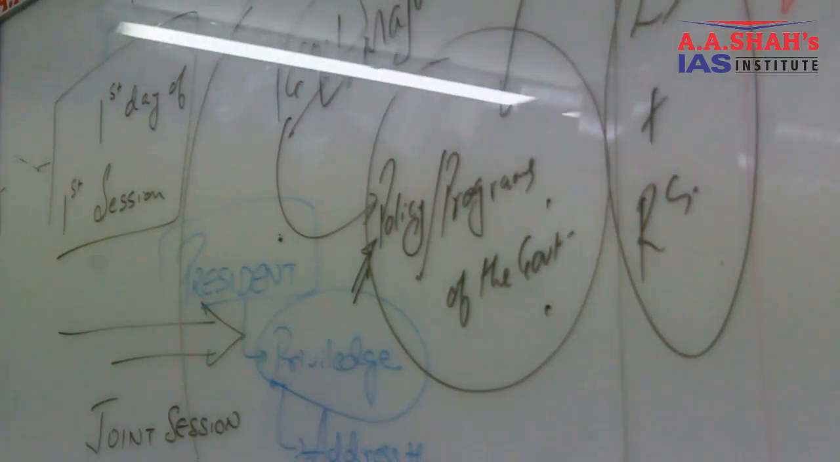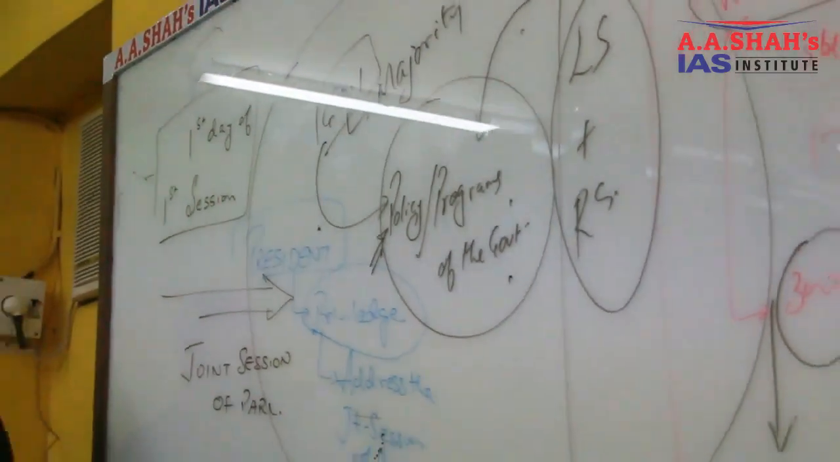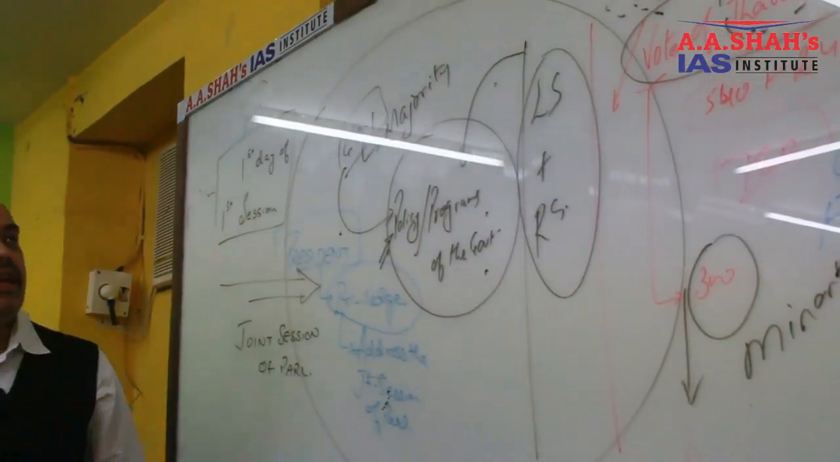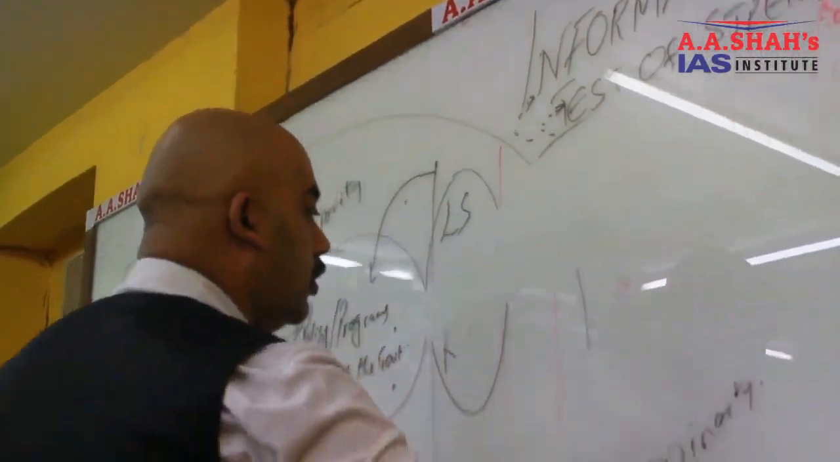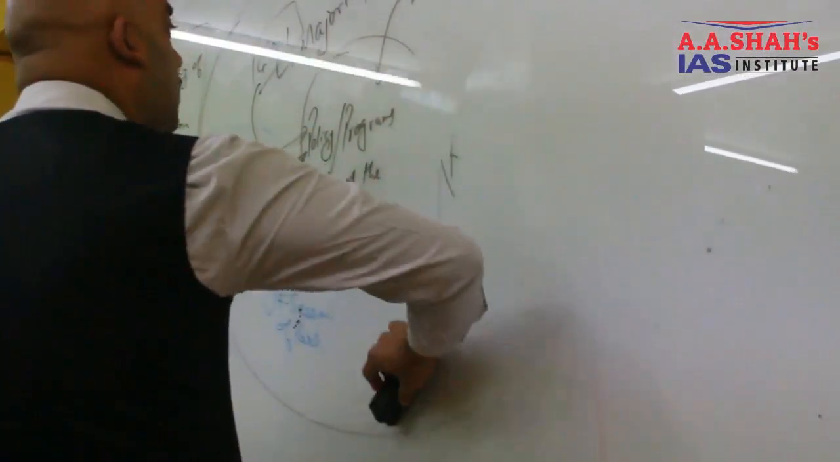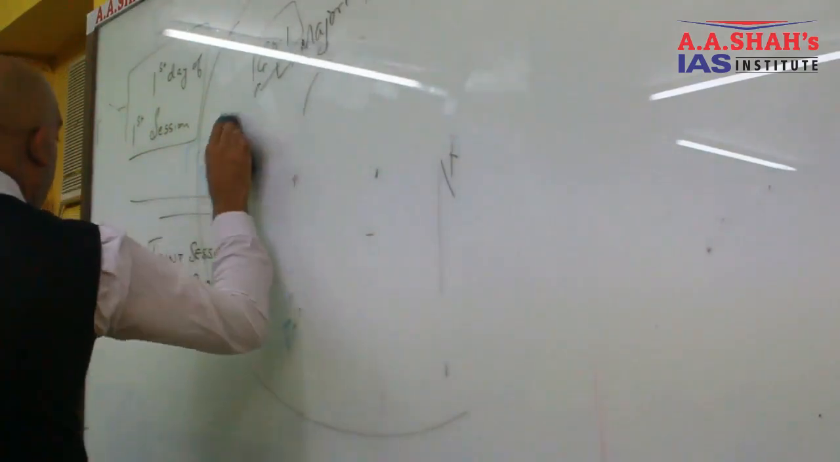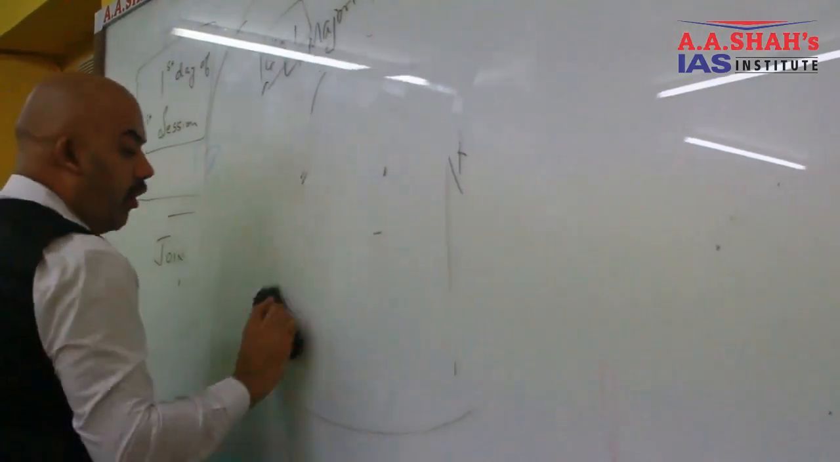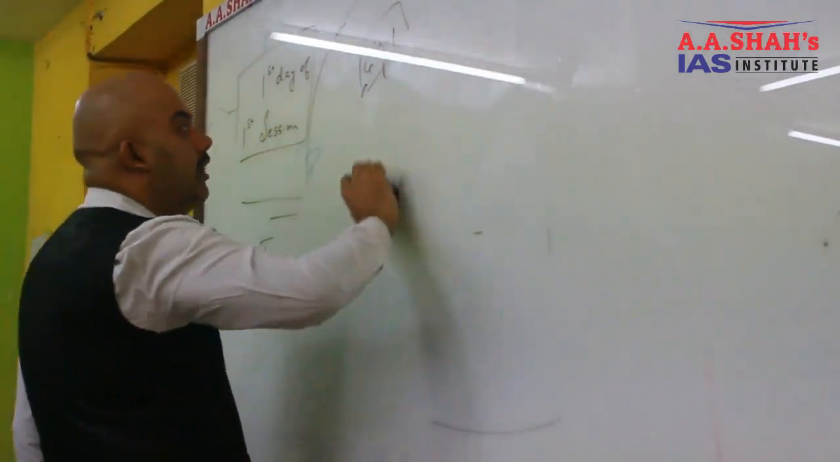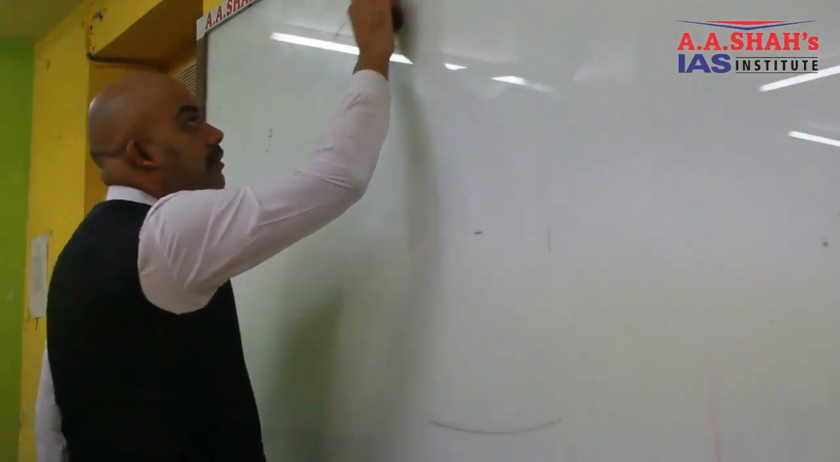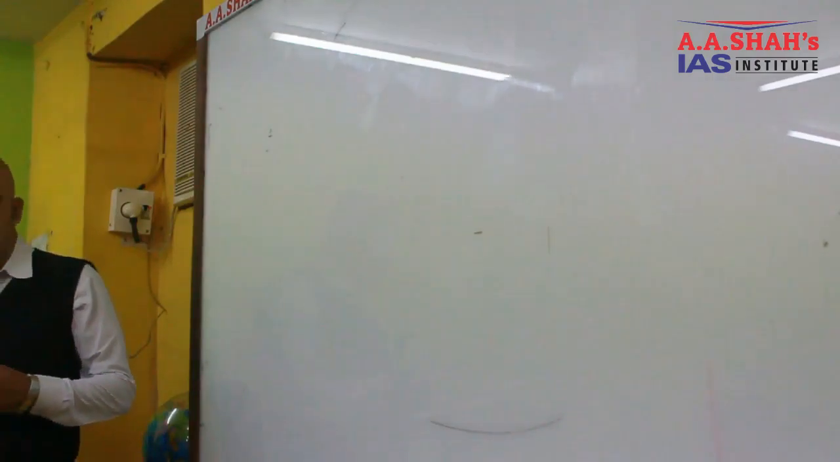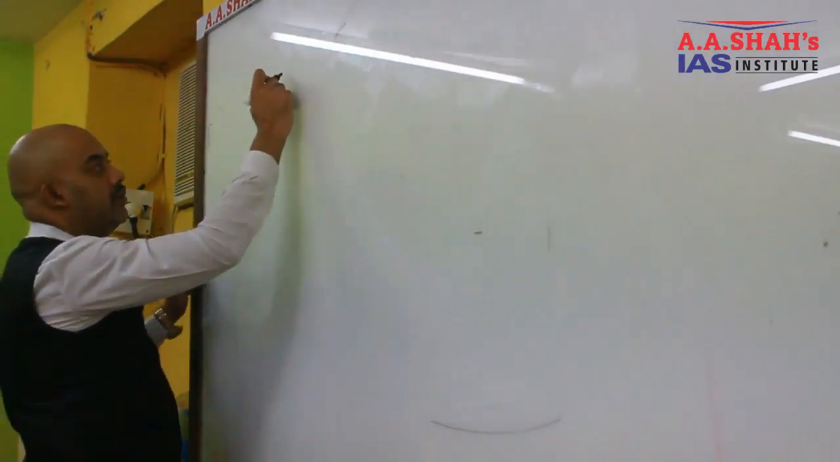Done. Now listen. This is an informal test of strength. It does not mean that this is the only test of strength possible. Now listen very carefully. Suppose one fine day the opposition party believes that the government does not have the numbers for continuing as a majority government. Then also you can have a test of strength, but that test of strength is going to be a formal test of strength.